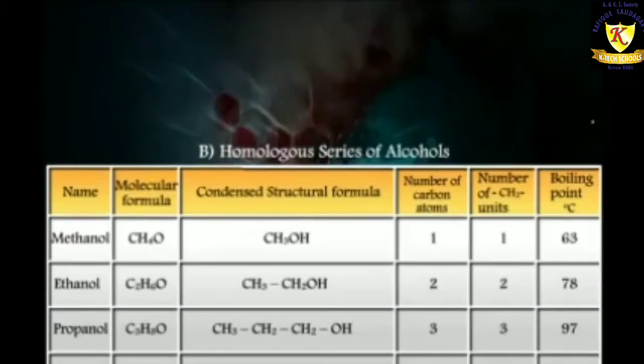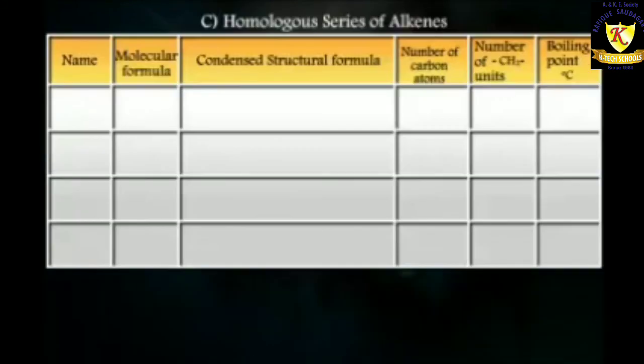Got it? The next series we have homologous series of alkenes. First one, we have ethene, C2H4. Condensed structural formula we have CH2 double bond CH2. Number of carbon atoms 2 and number of CH2 units 0 with a boiling point minus 102.